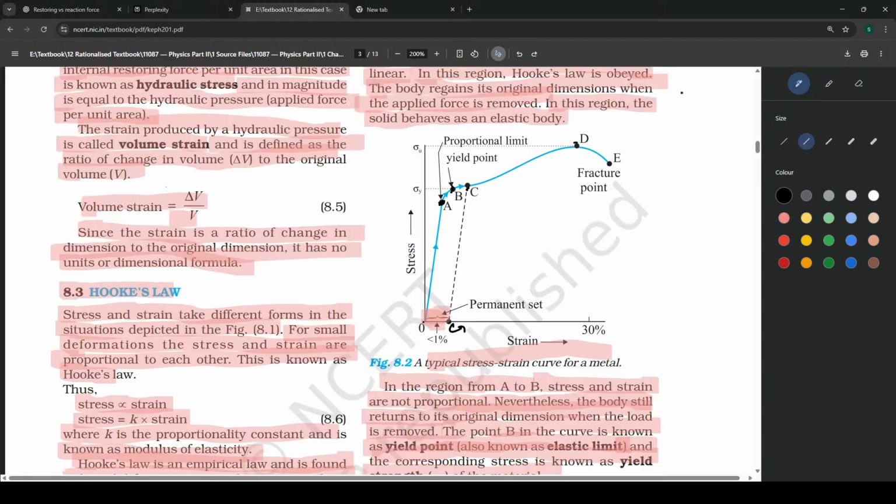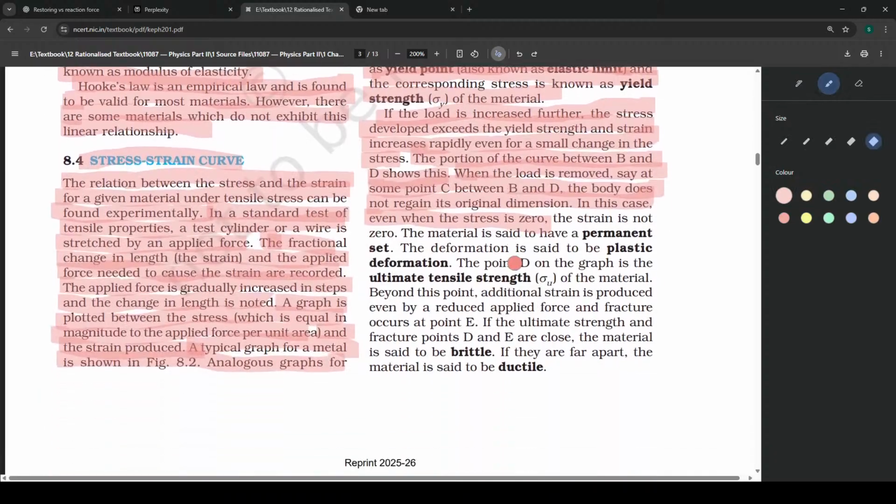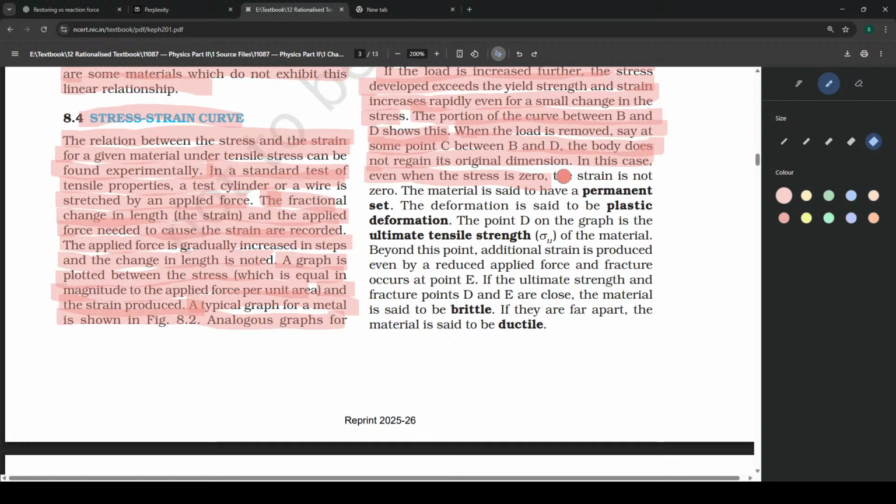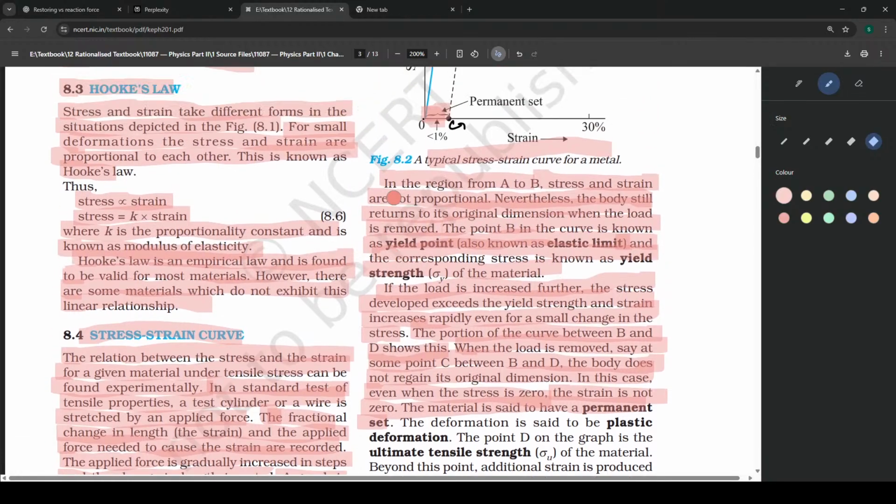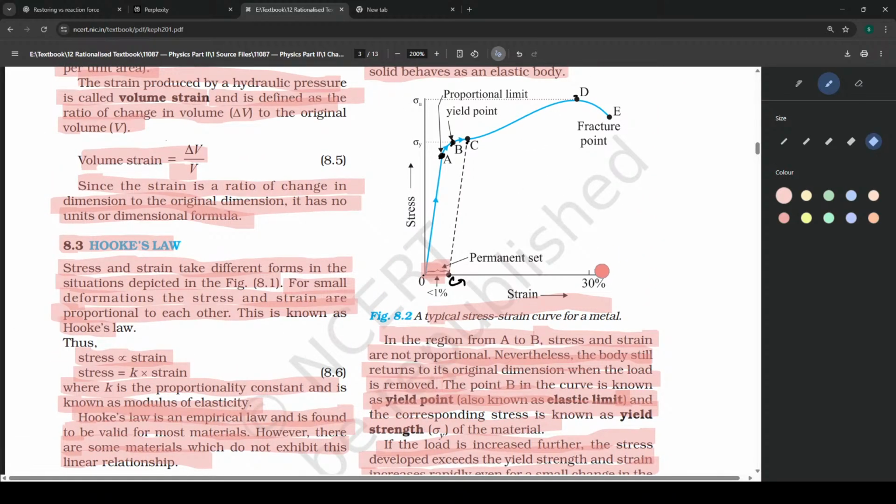This is known as crossing the elastic limit. The strain is not zero. The material is said to have a permanent set. After it crosses the C, this will be permanent. It will not get restored anymore.